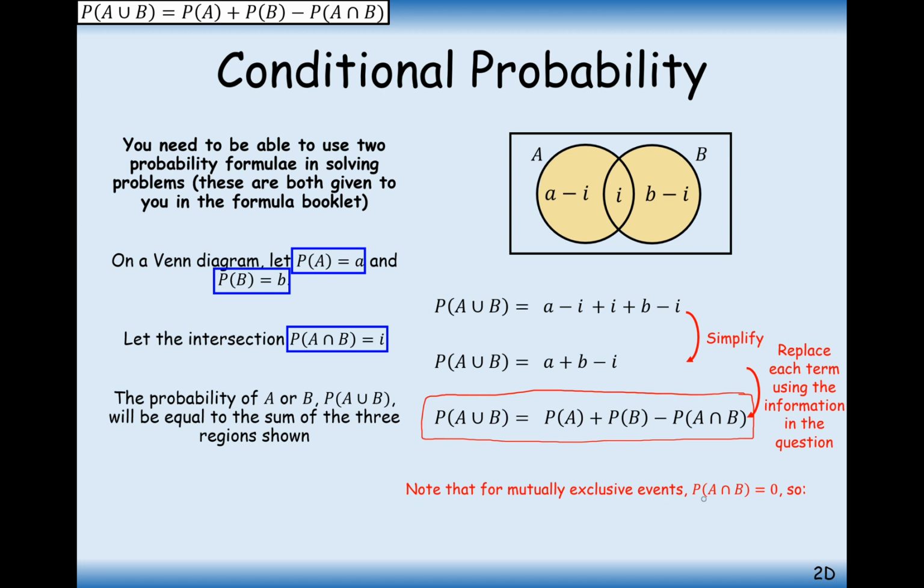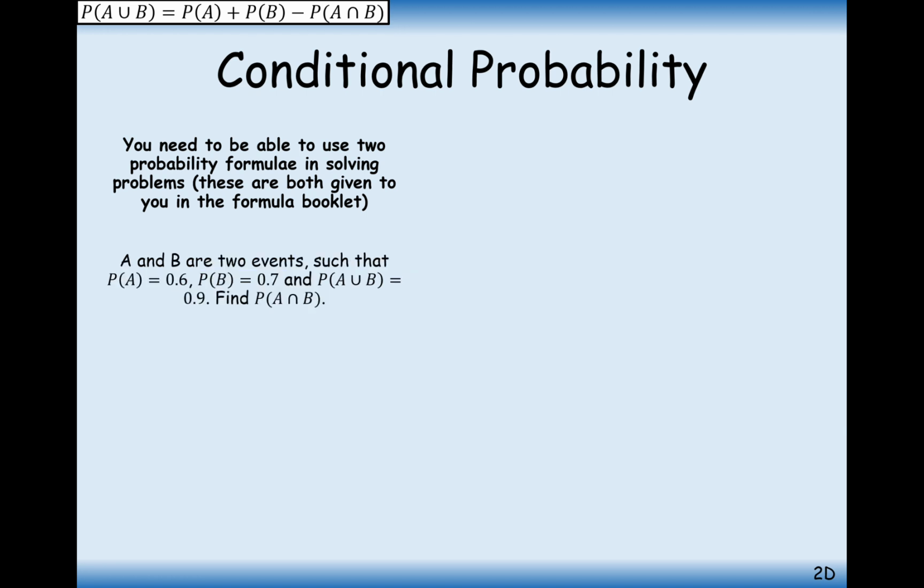Note that for mutually exclusive events, the probability of A and B is equal to 0, so therefore a specific case for mutually exclusive events where there is no intersection between the two circles is it's just probability of A plus B. Don't remember that one, just remember the big one. Let's have a go at using this in a question here then.